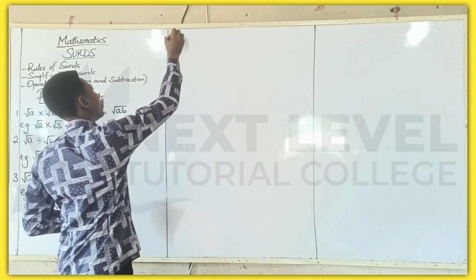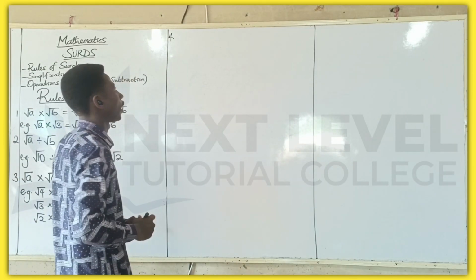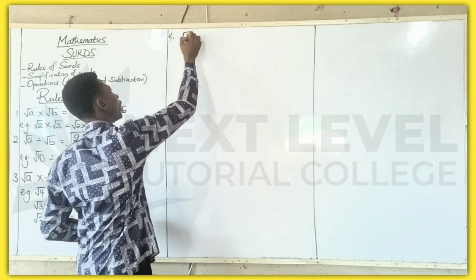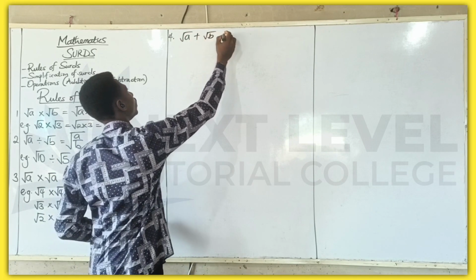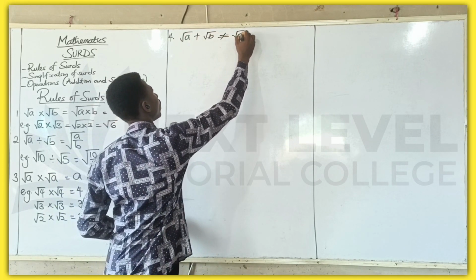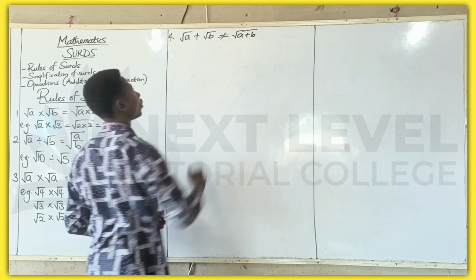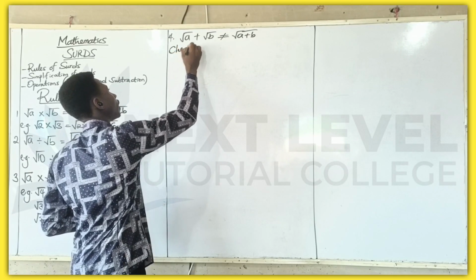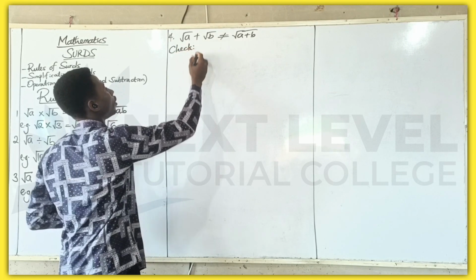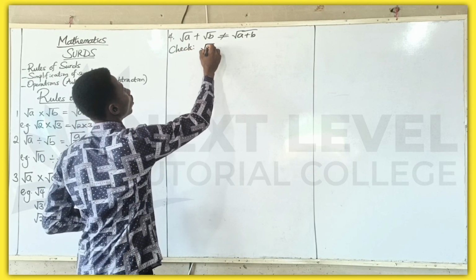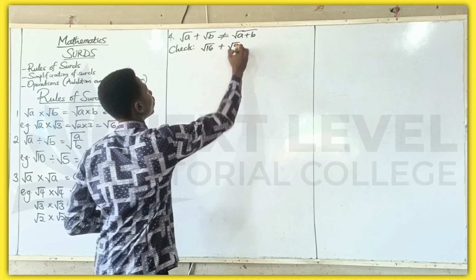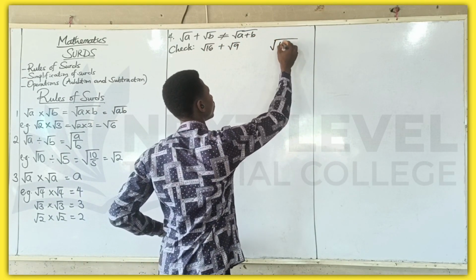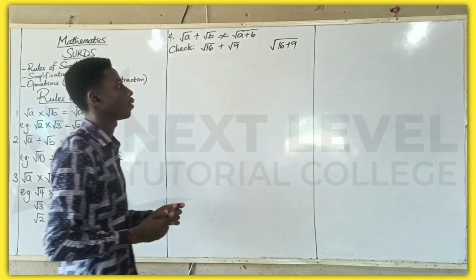The next rule we have. Now this is more like an understanding, not a rule. But if you have SURD A plus SURD B, it is not equal to SURD A plus B. You cannot combine them. I'm going to check for this now. To check, let's say we have SURD 16 plus SURD 9. I'll do this on this side, and on this side, I'm going to do SURD 16 plus 9. Let's see if I'm going to have the same answer.